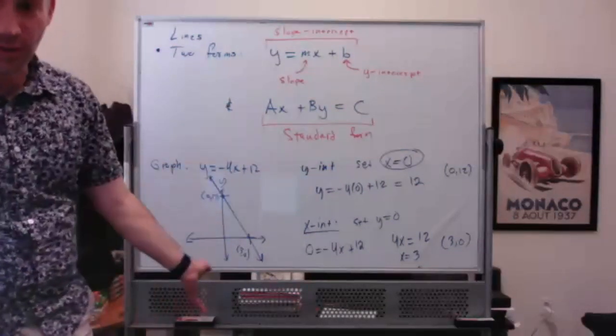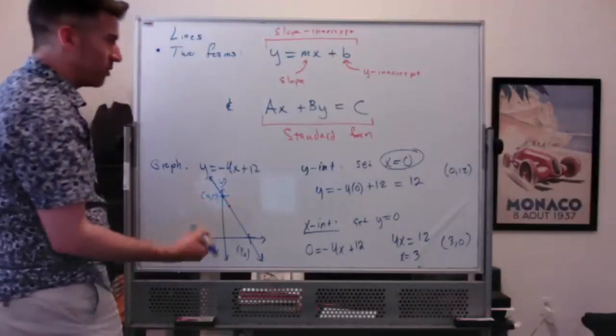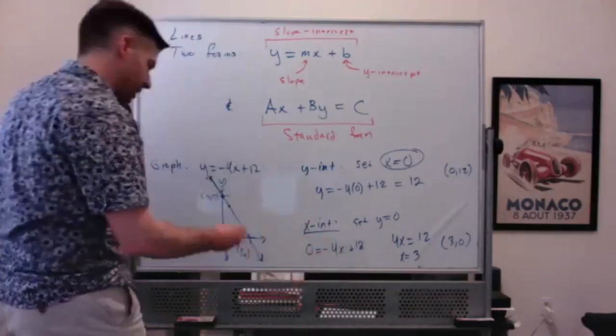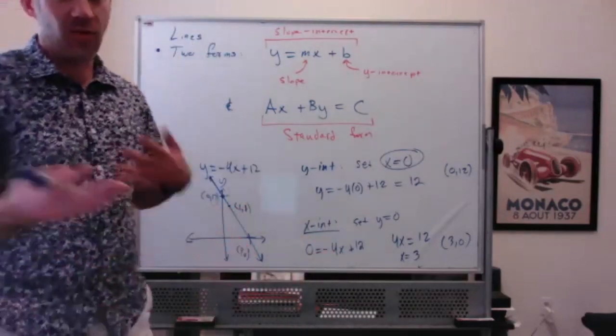Yeah, there's a lot of other points on this line that you could plug. You could say, okay, here there's the point when x is 1, and if x is 1, y would be -4 plus 12, which is 8. You could point that out, but nobody needs that. I don't want that. You don't need that.